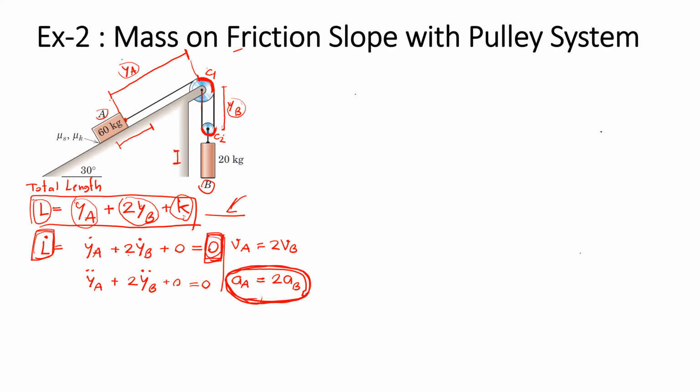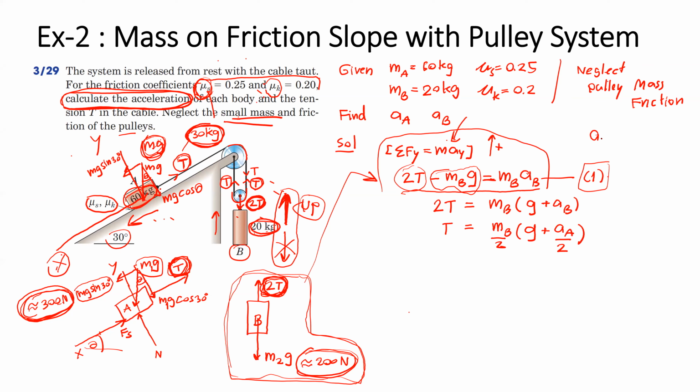By the kinematic relationship, we have AA equal to 2AB. And what I did here is I just try to relate the tension T in terms of the known parameter and the unknown acceleration of the mass A. This is the mass B. How about the mass A?